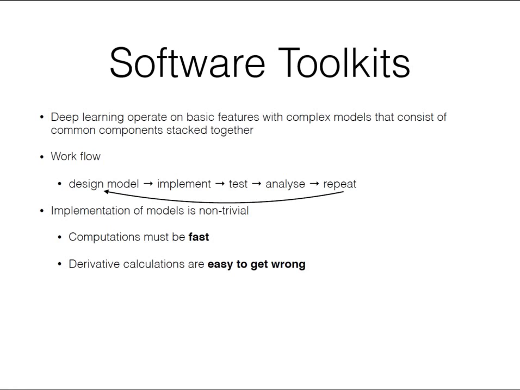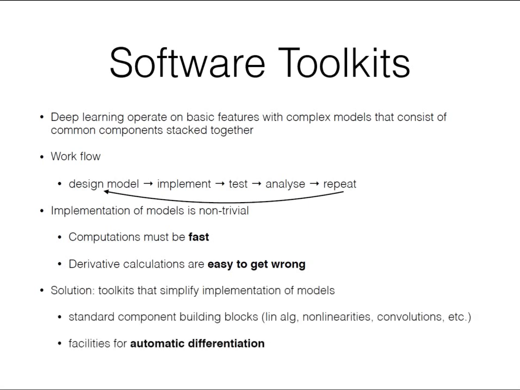Especially the derivative calculations are easy to get wrong. If you make a change in the forward path of the model, there's a corresponding change in the backward pass. And if you're not careful to keep those in sync, it can go badly wrong. So the solution to this engineering problem is that people use toolkits. We are right now experiencing a flowering of all possible different toolkits. There's not a clear winner right now. These toolkits provide standard neural network component building blocks, linear algebra primitives, nonlinearities, and operations like convolutions.